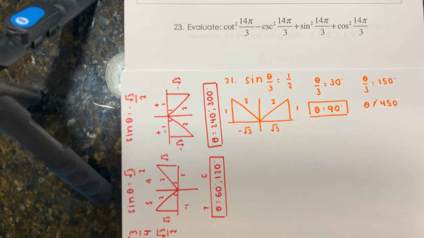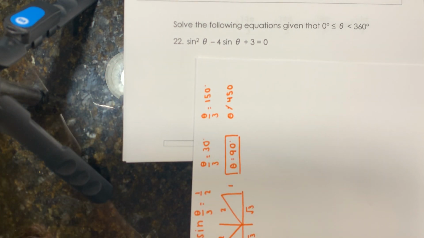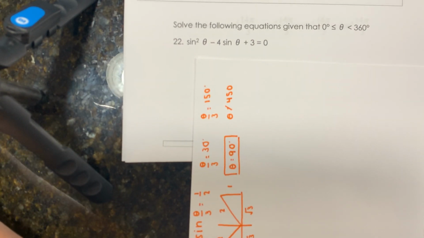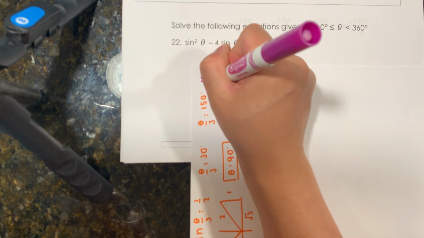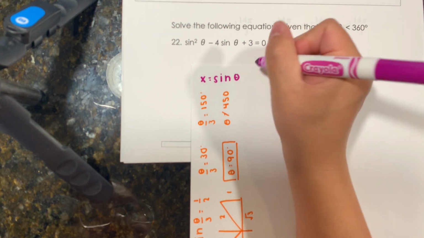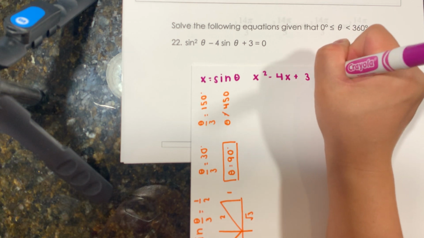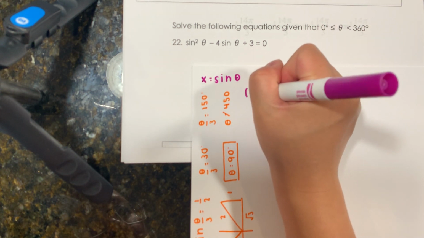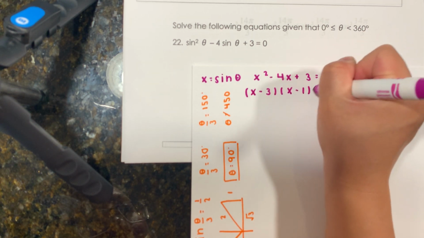Now looking at number 22, I have this equation here. So what I'm going to start by doing is changing all of the signs to, let's just do x. So I'm going to set x equal to sine theta so that I can factor it. So that would be x squared minus 4x plus 3 equals 0. That factors evenly into (x minus 3)(x minus 1) equals 0.